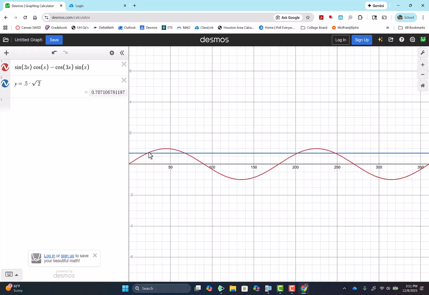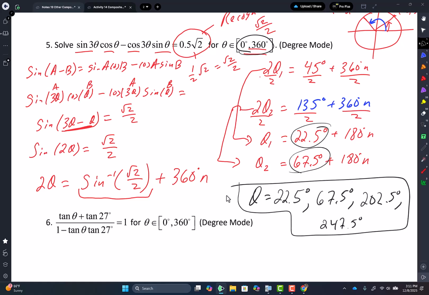Okay. First one. Click. 22.5. That's a degree. There it is. 67.5. There it is. And then the period. If you go plus 180 on this, 202.5 and 247.5. Cool or not cool? Not that bad, right, guys?